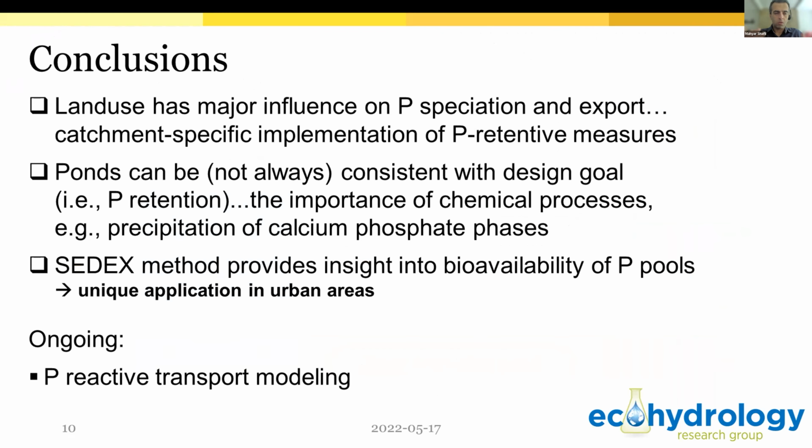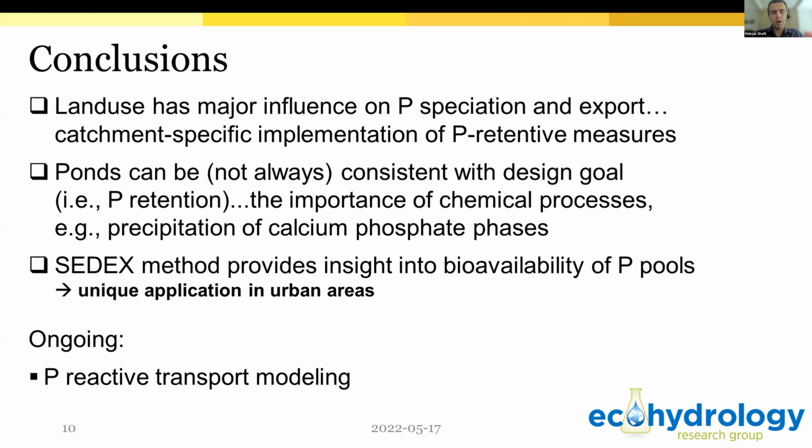Just going quickly to the conclusions, we see that landscape actually has a major influence on phosphorus speciation. We notice differences in speciation and export among three catchments, and that's why we have to go with catchment-specific implementation of options to retain phosphorus. So we can't just use a particular stormwater management strategy for all catchments of different ages and different landscapes.